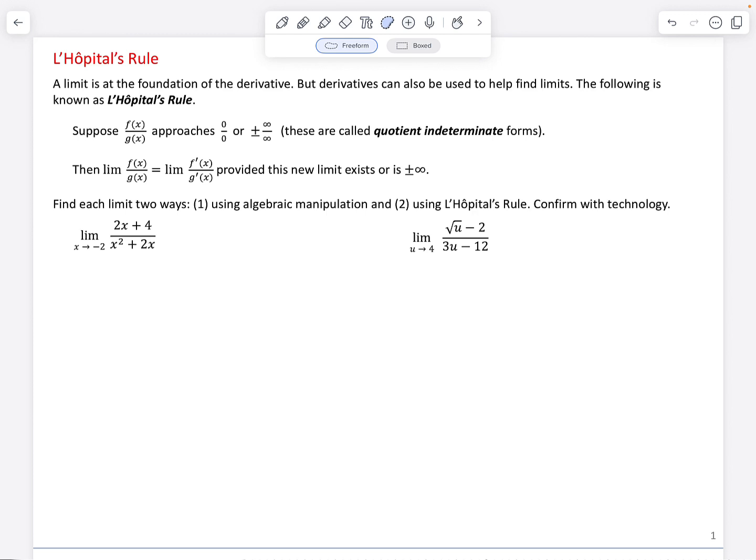Now, a limit is at the foundation of the derivative. Remember, a derivative was the limit as h goes to 0 of the difference quotient. But derivatives can also be used to help find certain limits. The following is known as L'Hopital's rule.